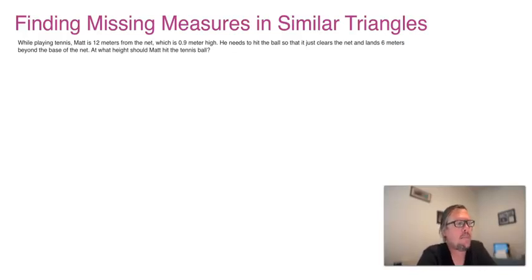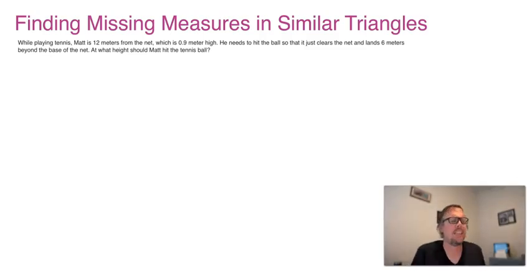While playing tennis, Matt is 12 meters from the net, which is 0.9 meters high. He needs to hit the ball so that it just clears the net and lands 6 meters beyond the base of the net. At what height should Matt hit the tennis ball?